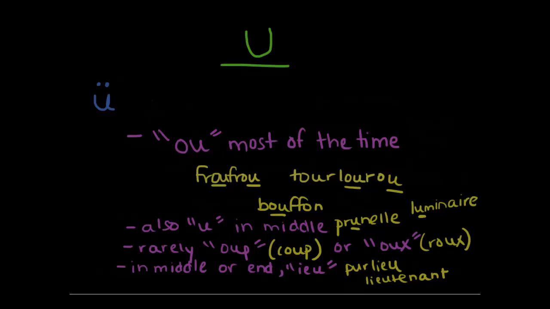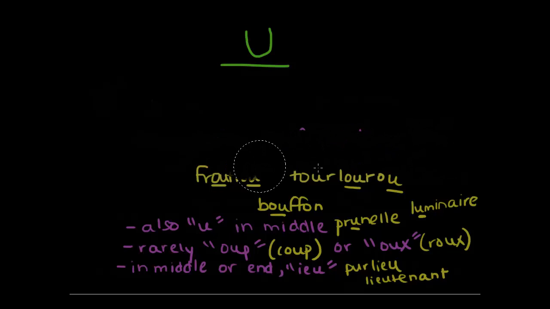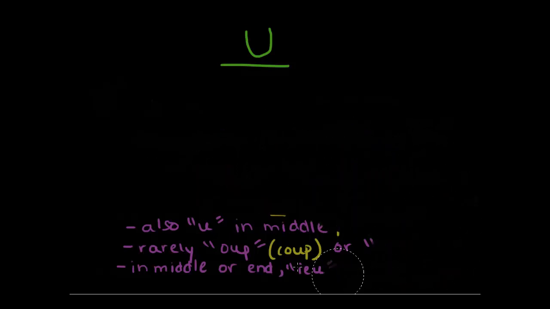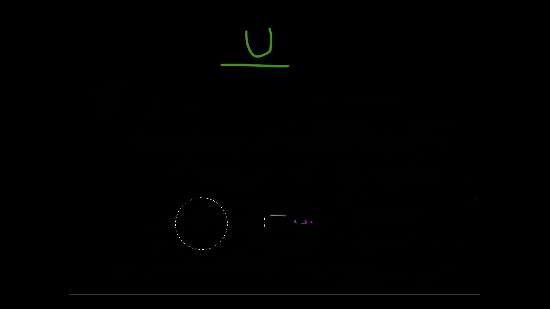Okay. Moving on to the next U sound. It's the U with one dot, not two, but one dot. And this is pronounced as in book or took. Not oo. It's kind of hard to say when it's not in a word, but it's pronounced U with one dot, as in book or took.